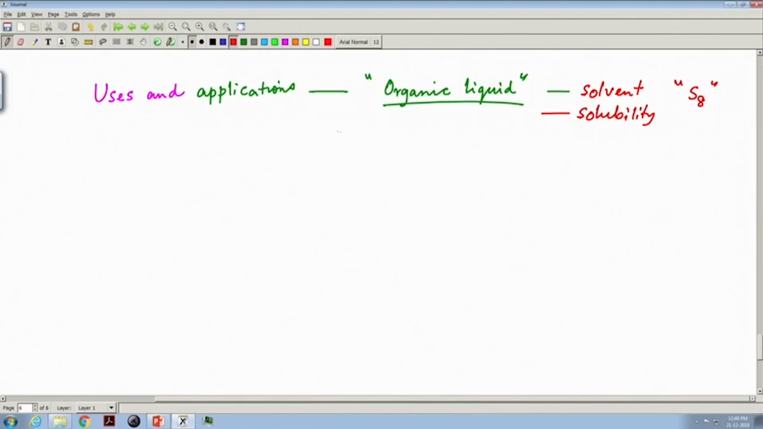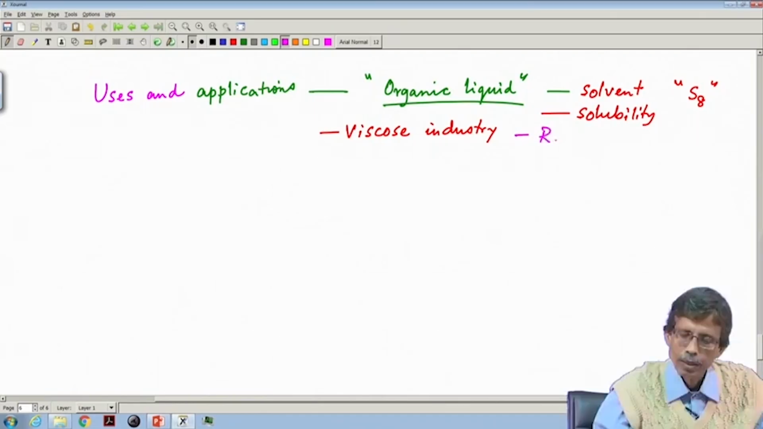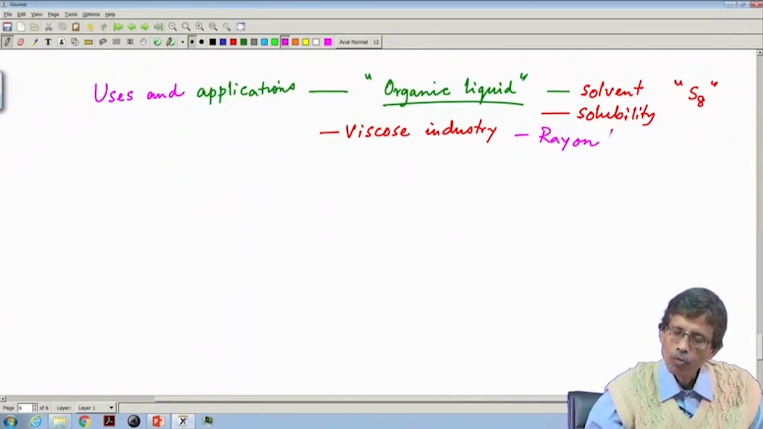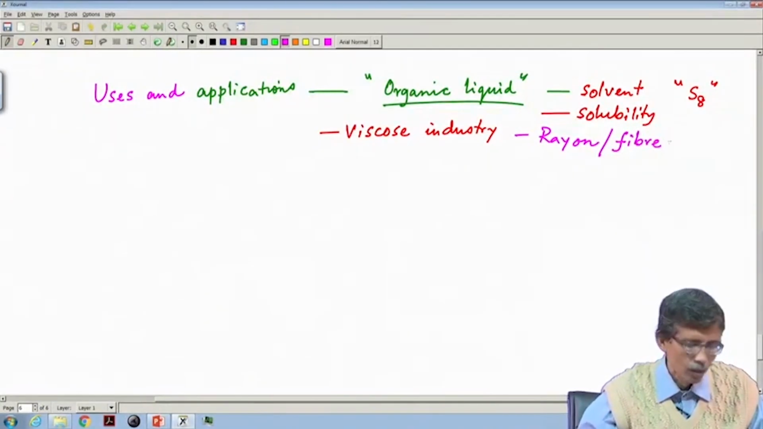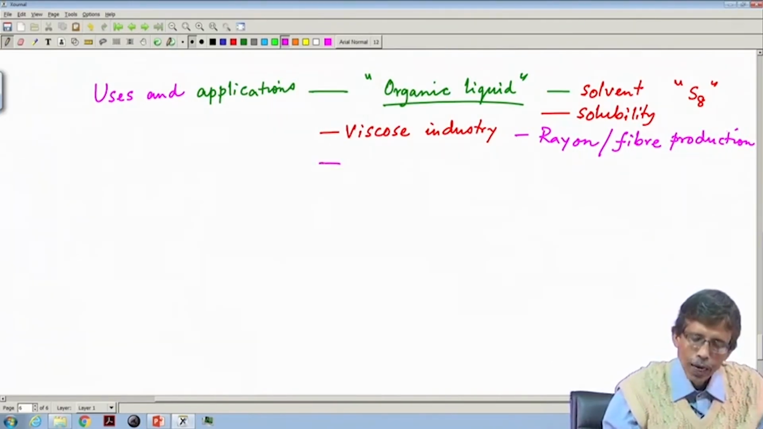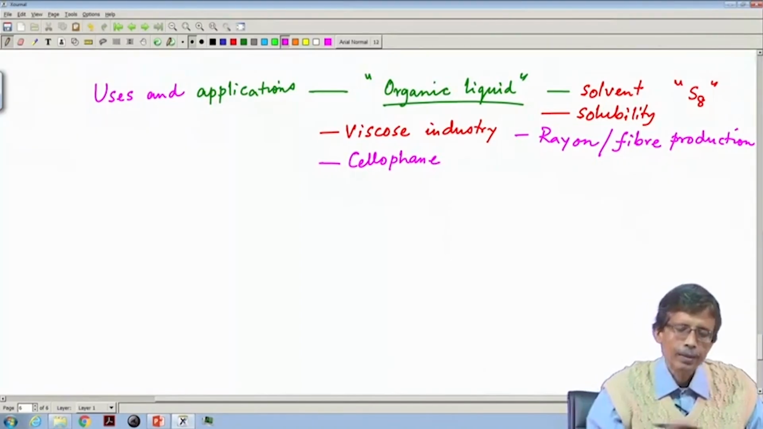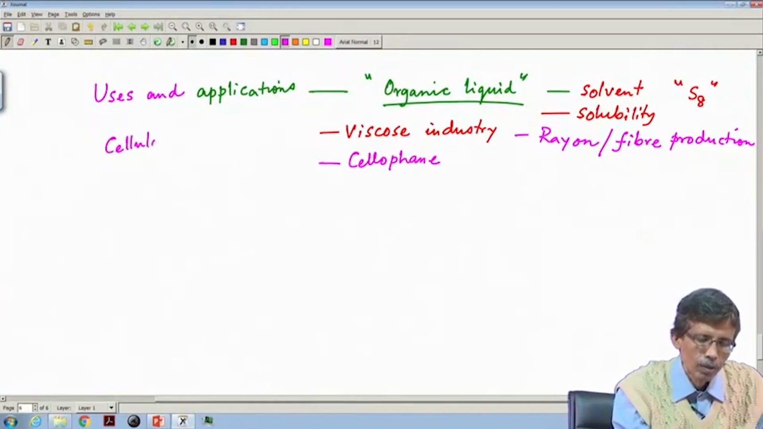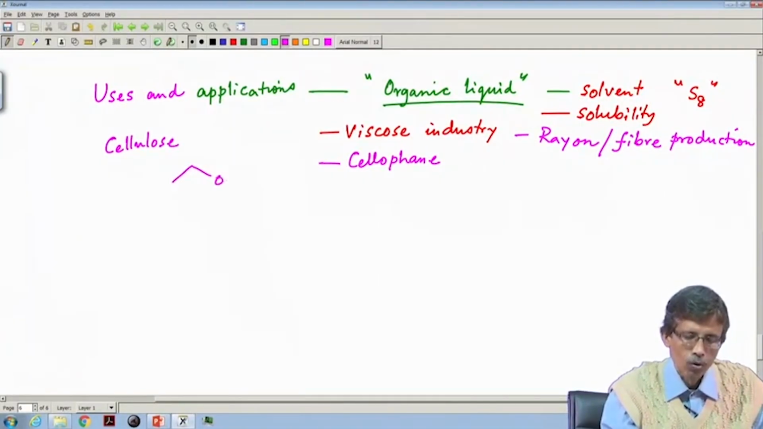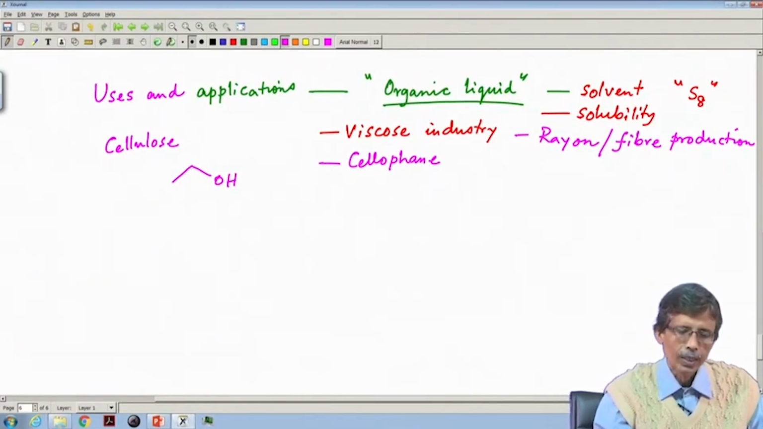So, what we get is use in different viscose industry. We know that viscose is a name applicable to the rayon industry, the rayon making, for the preparation of rayon or fiber production. Then we can go for handling or making cellophane. Every day we use cellophane papers, and these cellophane papers basically we get from cellulose, and if your cellulose has some free alcohol functions, that will be utilized to react with your CS2, carbon disulfide.